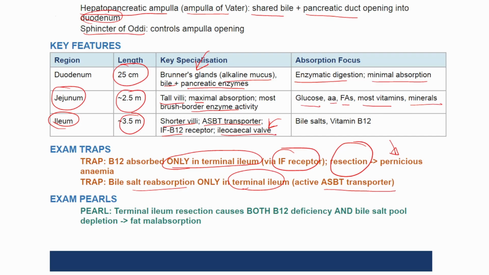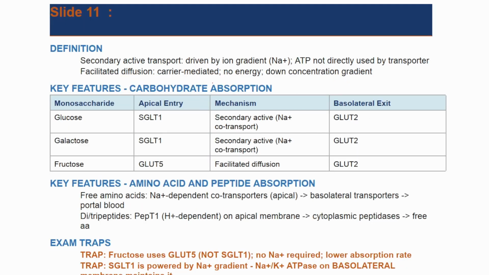Let us conclude by reviewing the highest yield clinical takeaways for the test day. Established in the canvas phase and traps as surgical terminal ileum resection. That means if you surgically remove the terminal ileum, it triggers a devastating dual clinical deficit, causing both a systemic vitamin B12 deficiency and a rapid depletion of the circulating bile salt pool, which results directly in fat malabsorption and steatorrhea. This slide 11 reinforces the transport mechanisms of different nutrients, and we have covered everything in canvas phase.